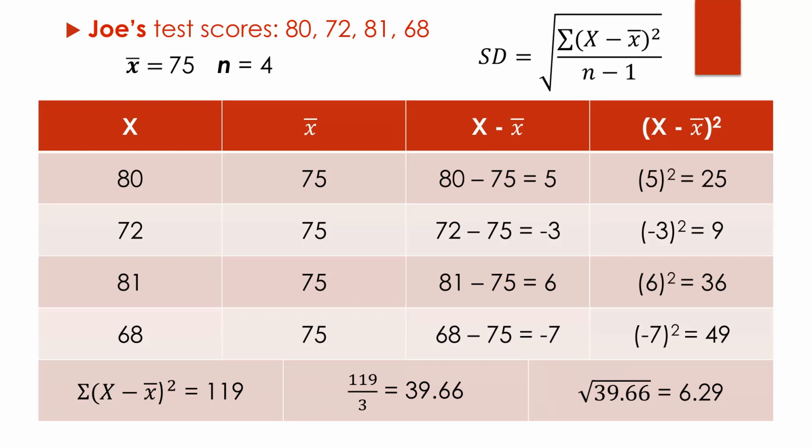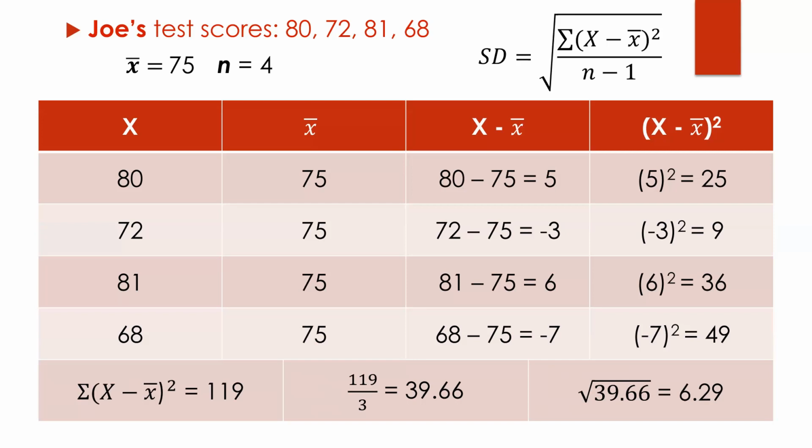So we're going to take each score. Let's start with 80. 80 minus 75 equals 5, right? That's how far Joe's first test is from his test average, about 5 test points. Now we square it, because again, like in the second one, minus 3, we want to get rid of that negative.